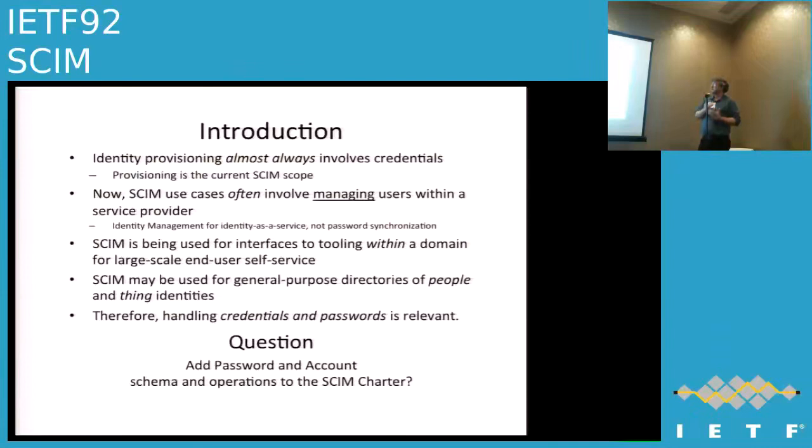There are also a number of use cases like the one that UnboundID does, where SCIM is being used as an interface for administrative tools within a domain, where you've got large-scale end-user self-service. The customer themselves is supposed to be maintaining their own account, and you don't have an enterprise, a workflow, a manager or an IT department doing it for them. So it's self-service from wherever the customer or user touches your system all the way back to their identity record and their SCIM record, okay?